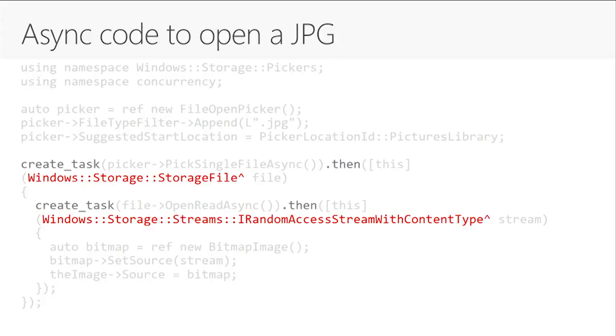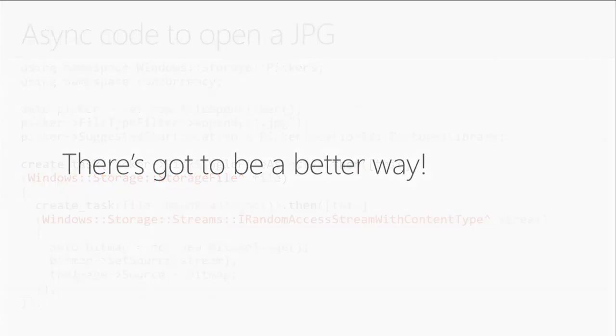We couldn't easily use the auto keyword, which is everyone's favorite keyword in C++ these days, because why type types when the compiler knows them for you? And so all these things just make it kind of cumbersome. And it's not the way that you would expect the code to work. And there's got to be a better way, right?